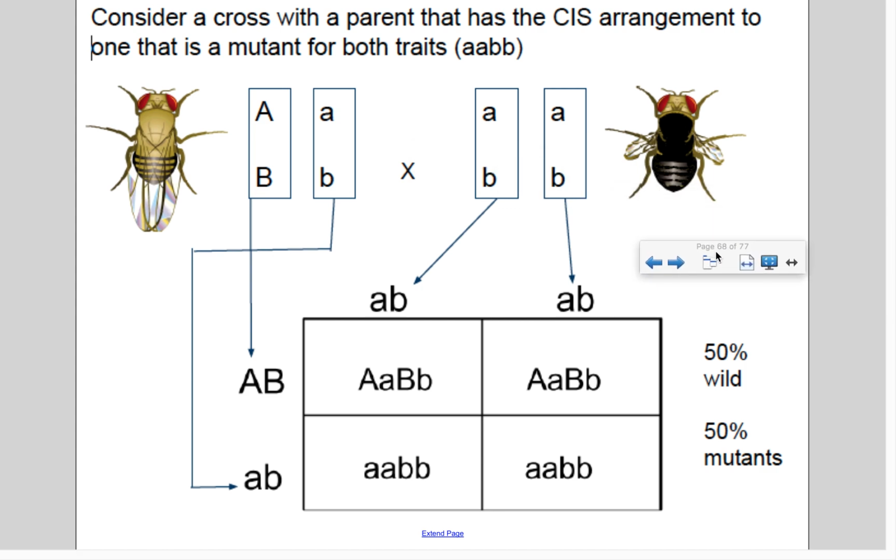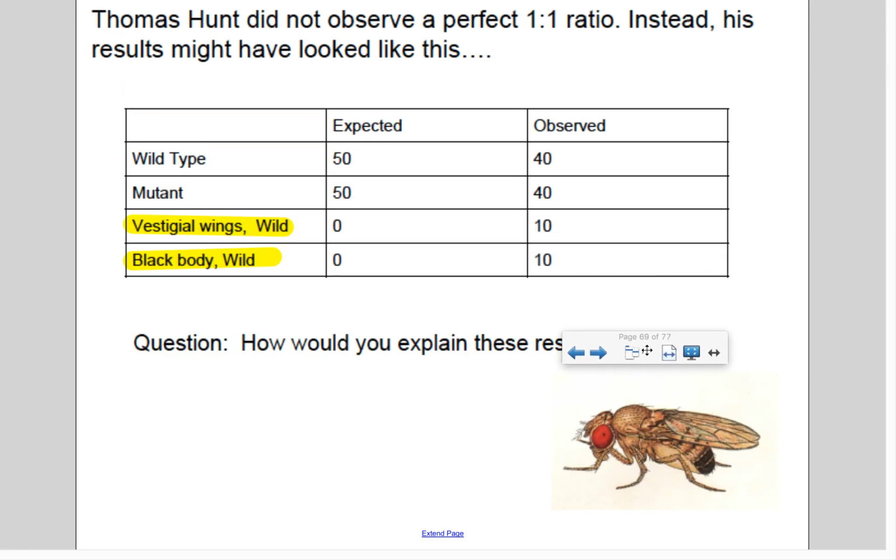So consider a cross with a parent that has a cis arrangement, which means that the letters are on the same side. So when we make our Punnett square, we foil it, and I guess we don't really have to foil it. This is a simplified Punnett square here. So we have AB here, a little ab, and then two little letters, and we fill it in. You're going to get 50% wild type and 50% mutants. That was what Thomas Hunt Morgan was expecting in his outcomes. However, that is not what he saw. Okay, so he expected 50-50.